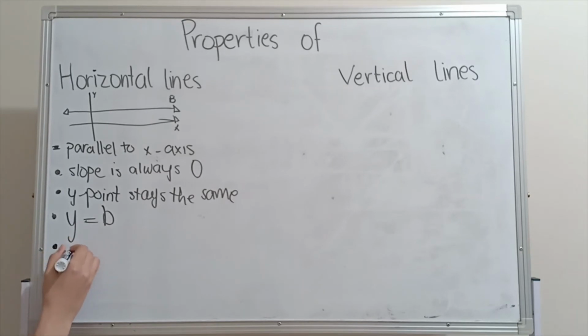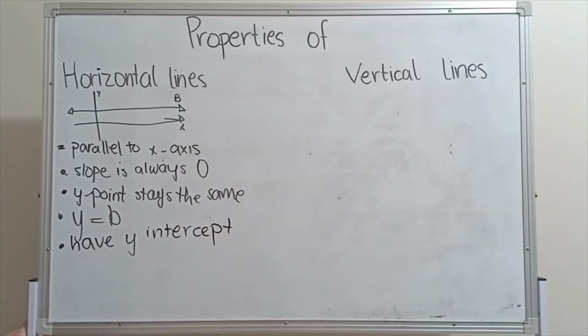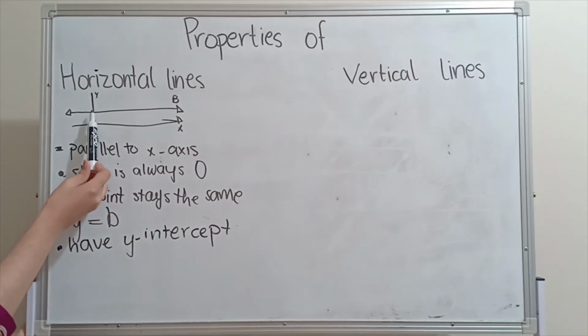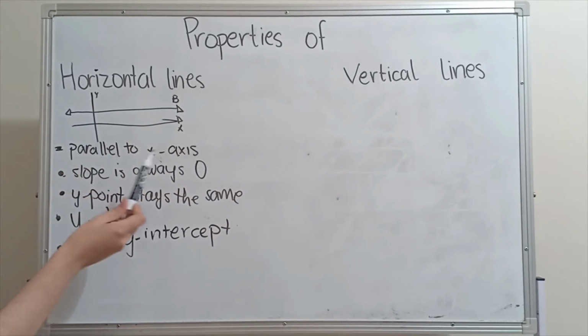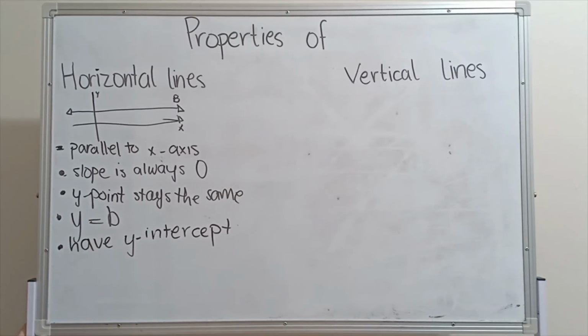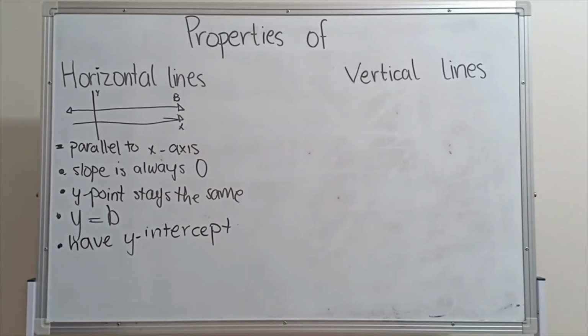Horizontal lines also have y-intercepts. They only have a y-intercept. They do not have an x-intercept, because you can see they're only going through the y-axis, but not the x-axis, and since they're parallel to the x-axis, and when two lines are parallel, we know that they never intersect each other. That's it for horizontal lines so far, and now let's move on to the vertical lines.